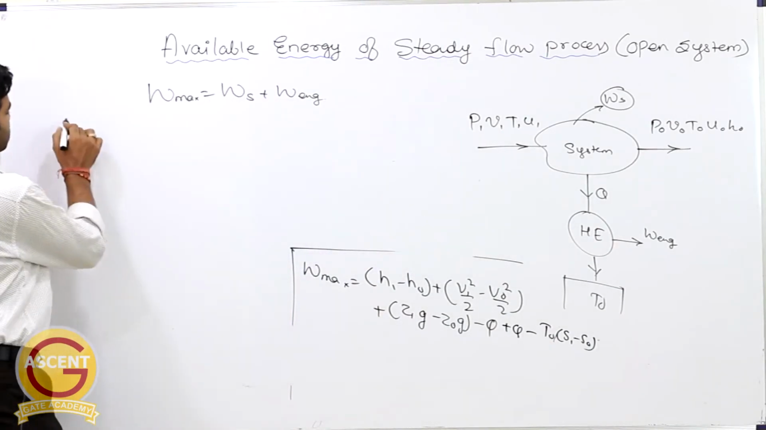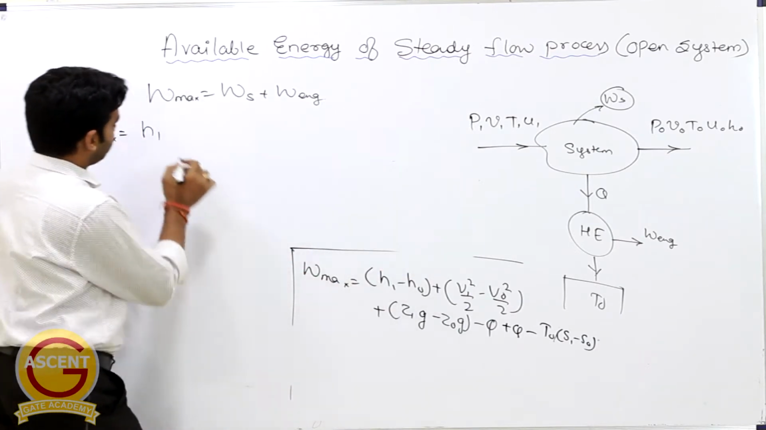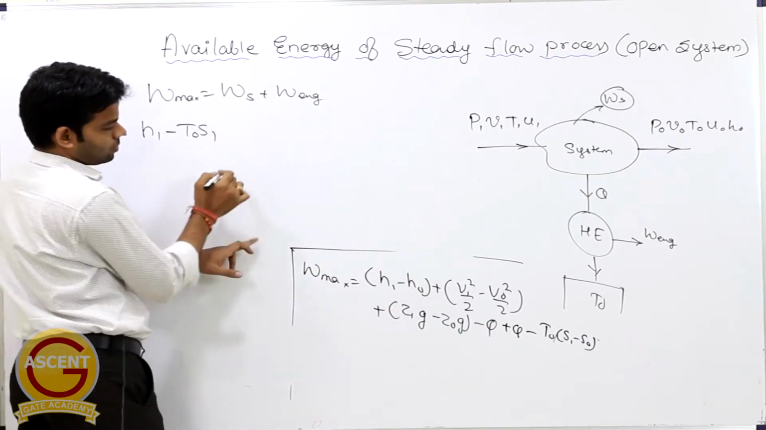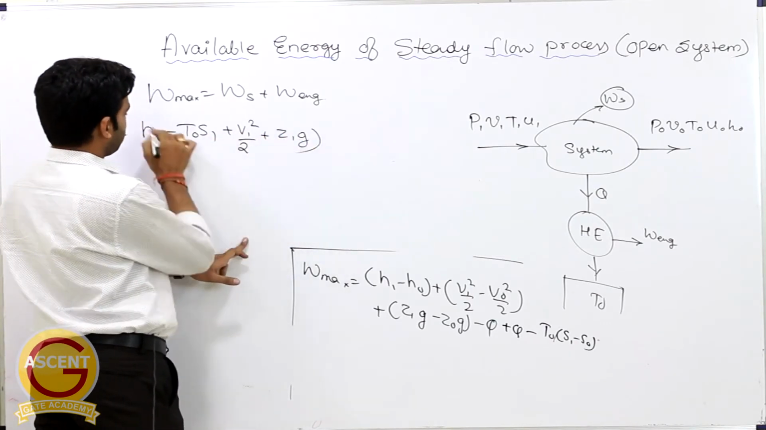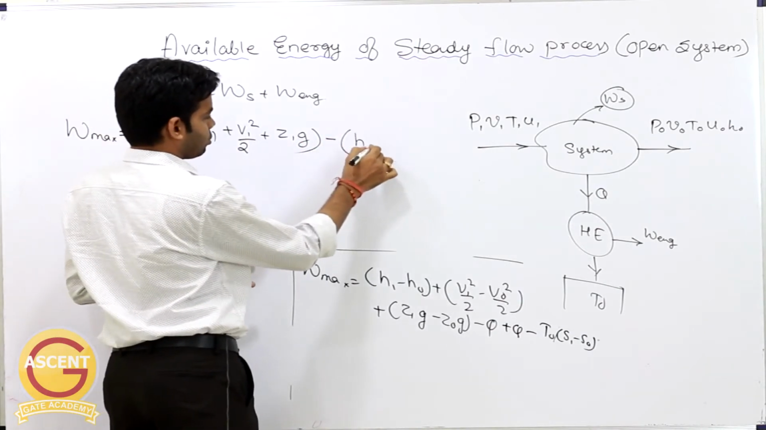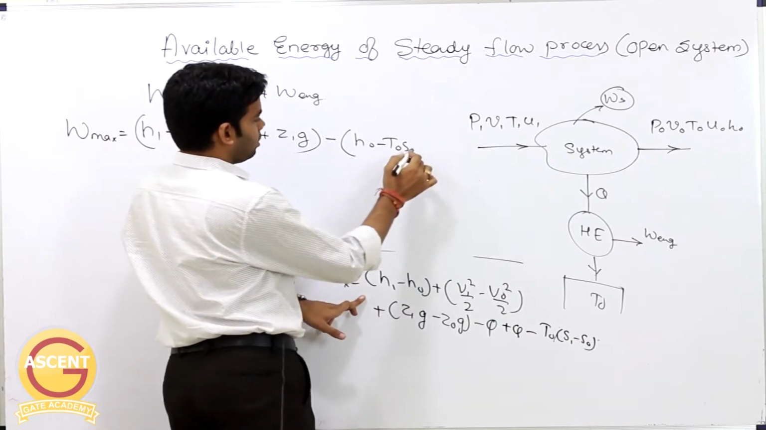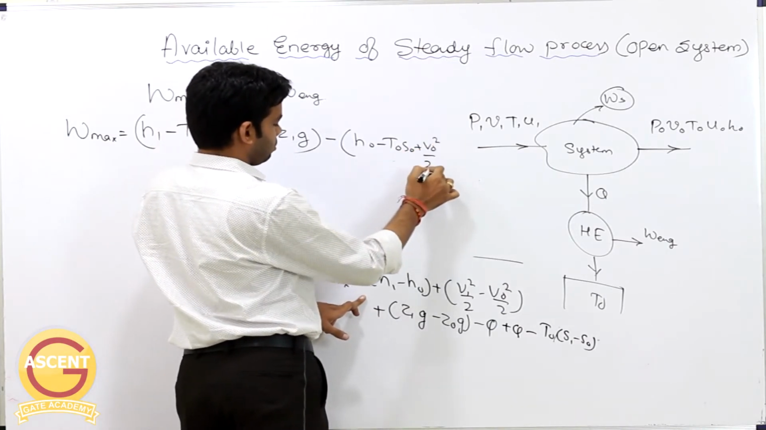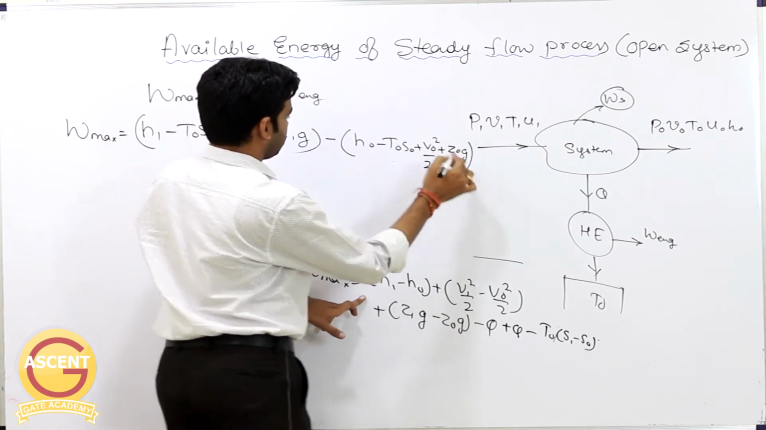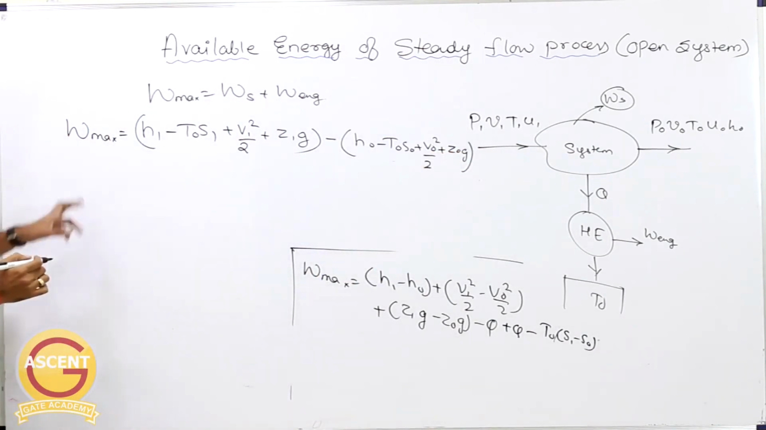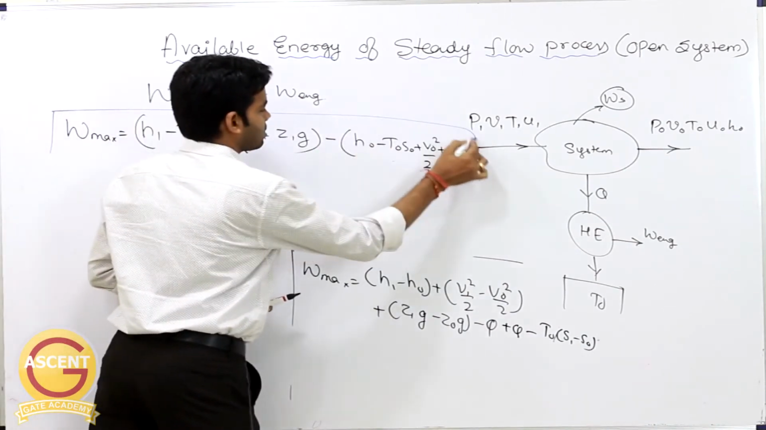Clear or not? So this W max can be further written as H1 minus T0 S1 plus V1 square by 2 plus Z1G, minus H0 minus T0 S0 plus V0 square by 2 plus Z0G. Getting this? This is the maximum work, or you can also call it the available energy.